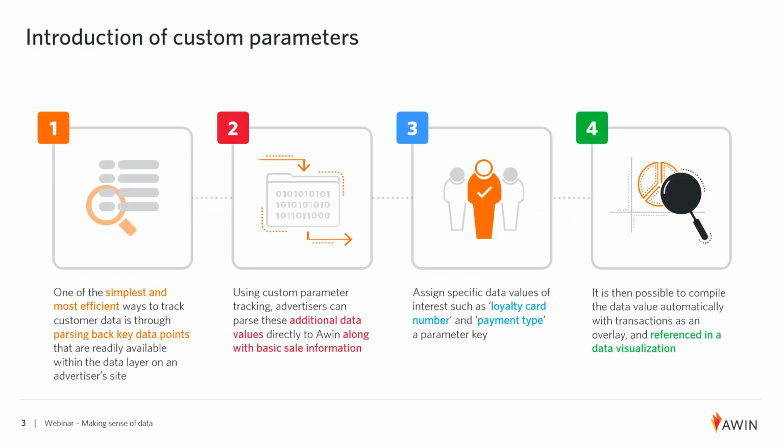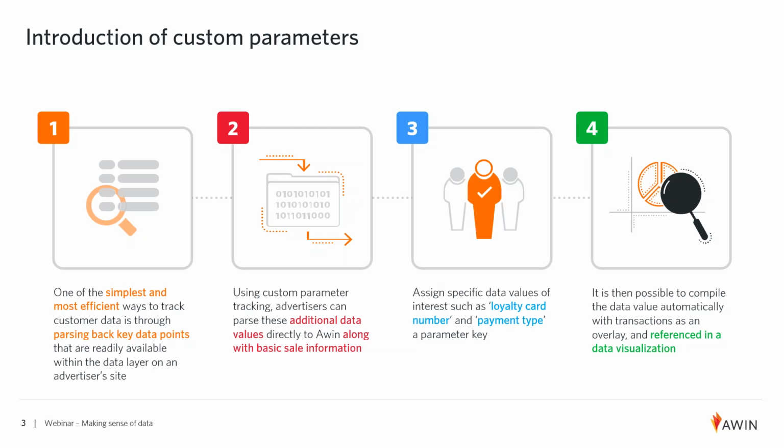So looking into the introduction of custom parameters, while advertisers may already be collecting custom data points internally, this sometimes can be difficult to align back to specific publishers, requiring timely cross-referencing of different sources and Excel files. So one of the easiest and most efficient ways to track customer information is through passing back key data that is readily available on an advertiser's site.